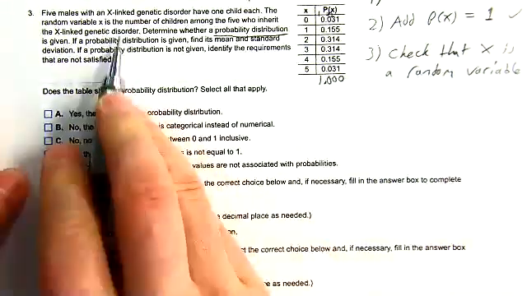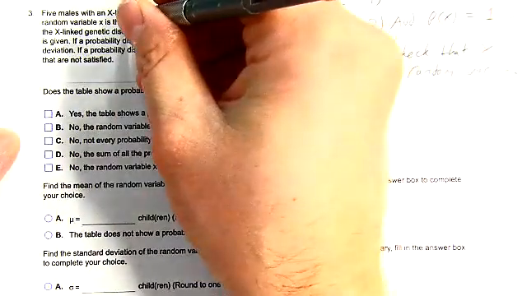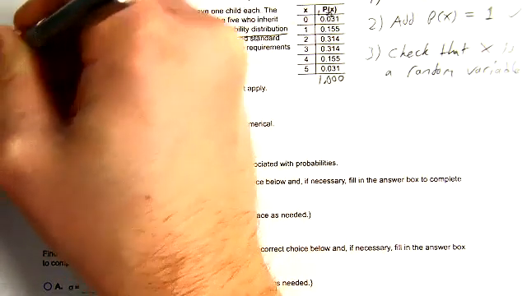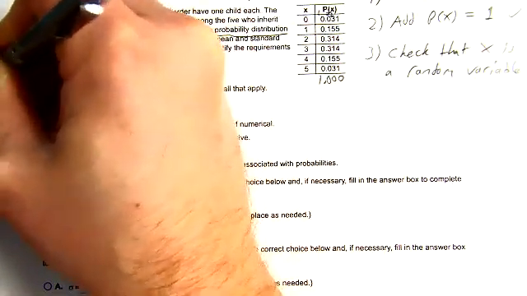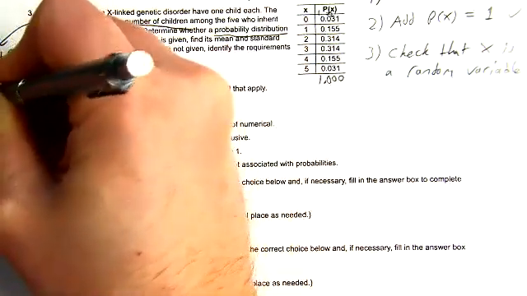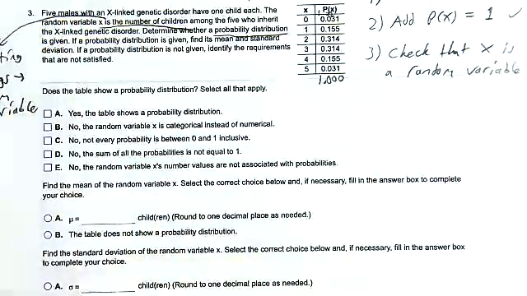So what is x in this? X is the number of children. So whenever you're counting things, that's going to work. So when you're counting things, that will lead to a random variable.